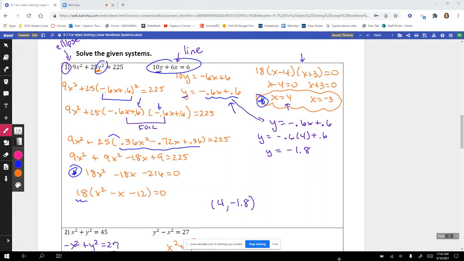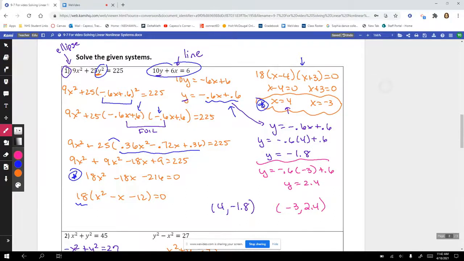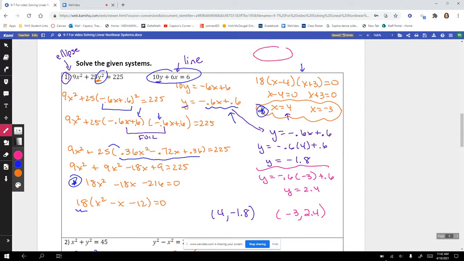Now if I do the same thing with my -3, y is equal to -0.6 times -3 plus 0.6, and I end up getting y is equal to 2.4. So now I have -3 and 2.4. There are the two spots. Now, what that will look like, let's do a quick visual. Here's my ellipse, and here's my line. This particular system is going to intersect in two spots. And where does it intersect? Right there.